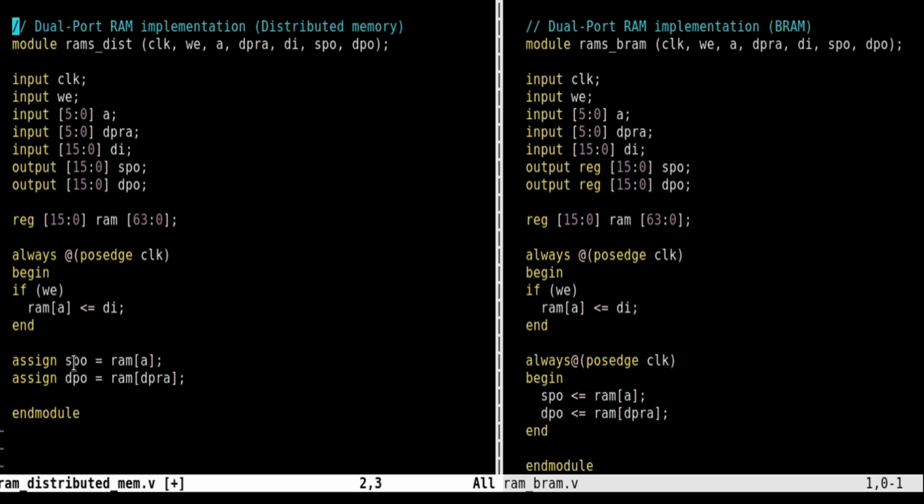Now let us have a look at the read side. Whenever we implement RAM with the help of distributed memory, I am not flopping the output of the memory. And whenever I am trying to implement RAM with the help of dedicated block RAMs, I am flopping the output data. That is the only difference. With this difference, I am able to implement one memory with distributed memory, and in the other case, the same memory with block RAMs. The only difference is that I need to flop the output data.